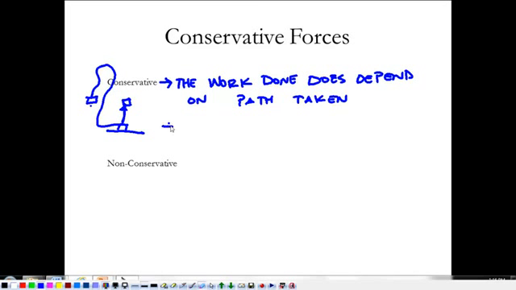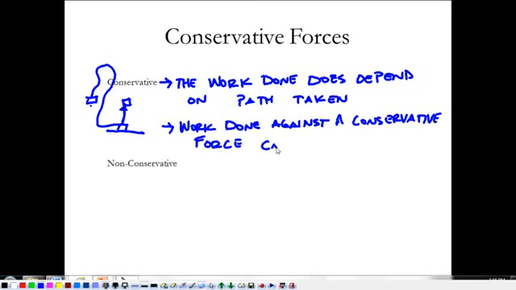A better functional definition is that work done against a conservative force can be stored. I can store that work up. Non-conservative force is the opposite on both of those definitions. One, the work done depends on the path.